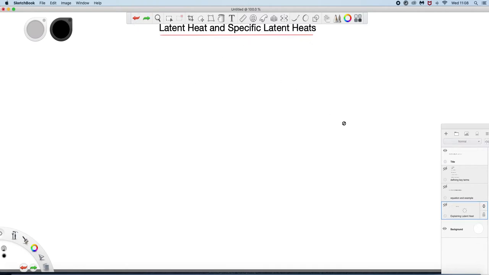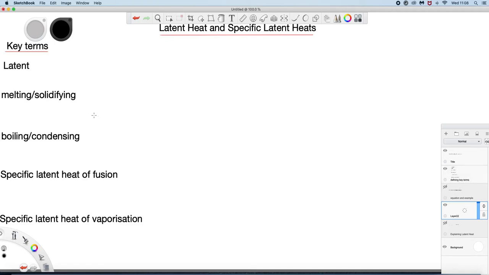So let's look then at some key terms. Latent. What we mean by latent is hidden. The word generally means hidden. A latent talent is one that's there but can't be seen. So latent means hidden. So this is about hidden heat. And it happens around materials, substances melting or solidifying, boiling or condensing.